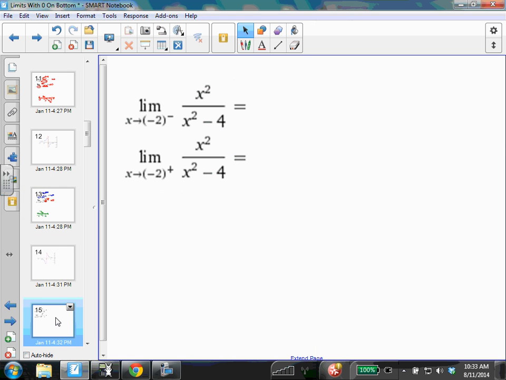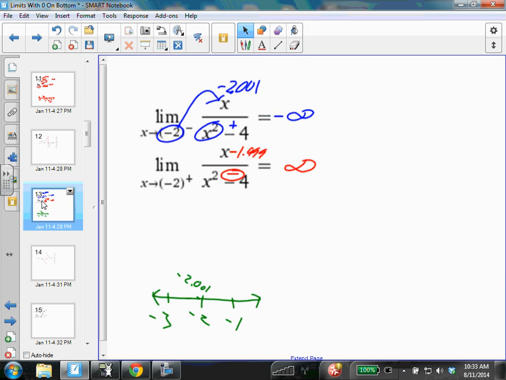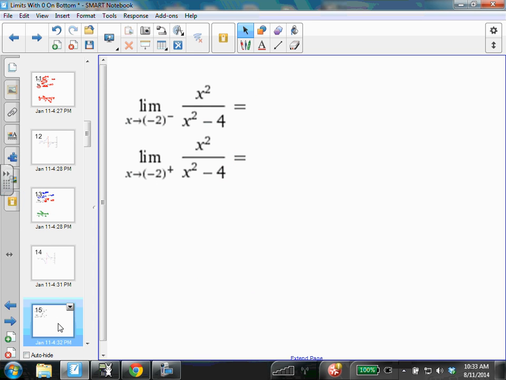Here's another one. Okay. So, one key difference in this problem and the last one. Does everybody see that this is basically the exact same problem? What's the key difference here? Yeah, the top is actually squared, which means in both cases, what happens on the bottom is not really going to change.